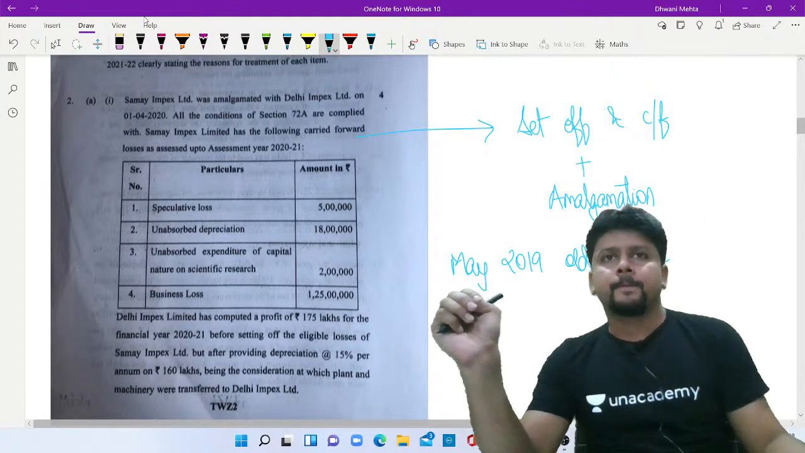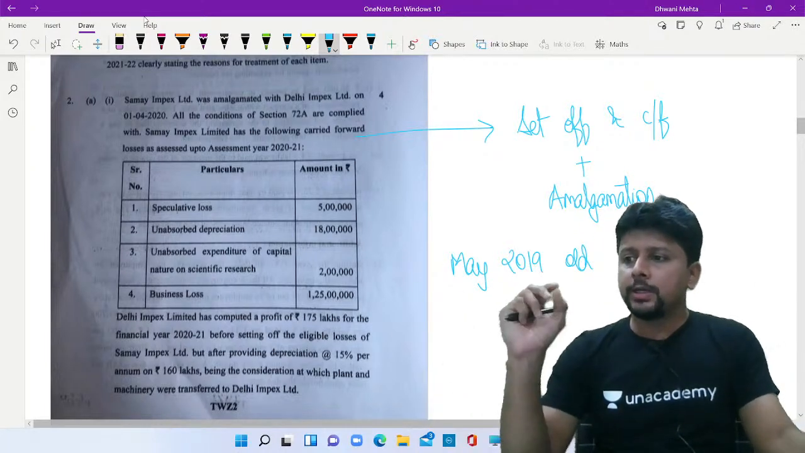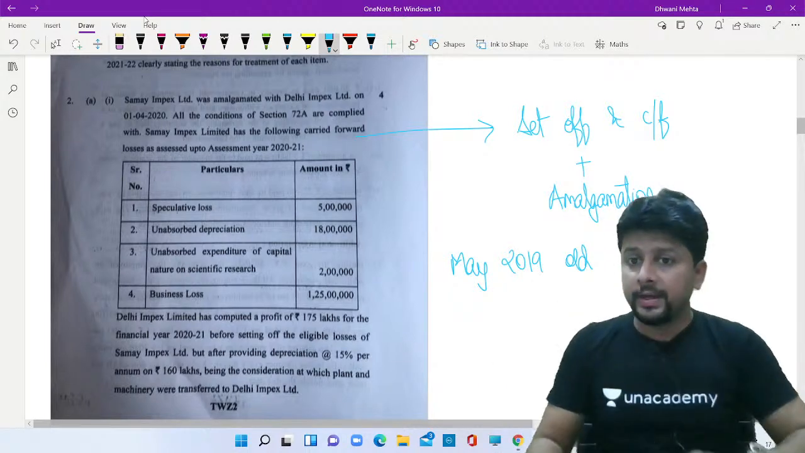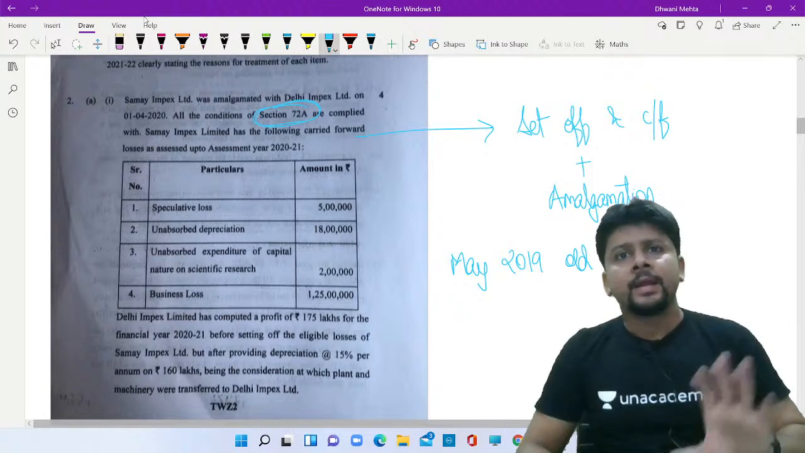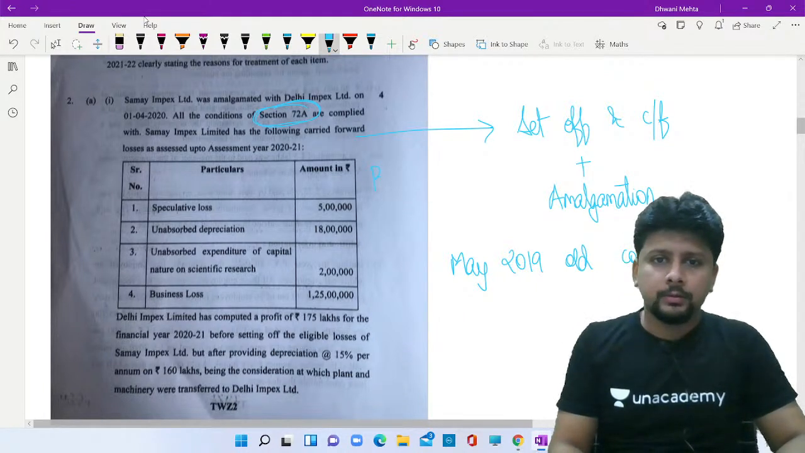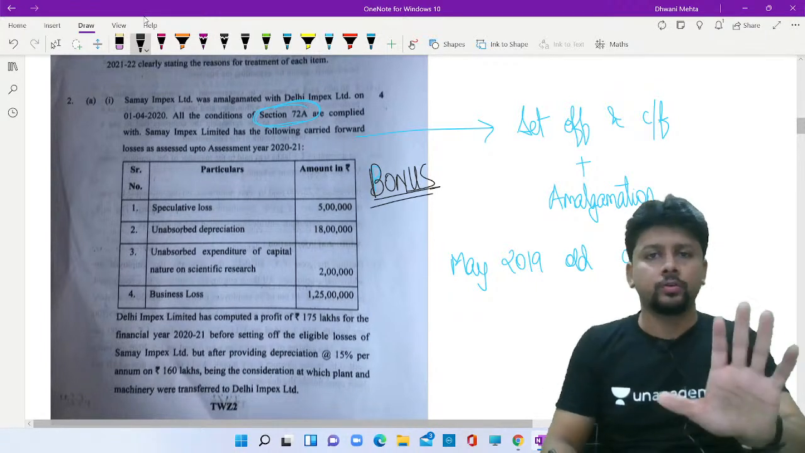Frankly speaking, even if you had not attempted past papers, you could have easily handled this sum if you had studied section number 72A. Then you could have managed this question. It was actually a bonus question. You can easily score your 4 marks here.